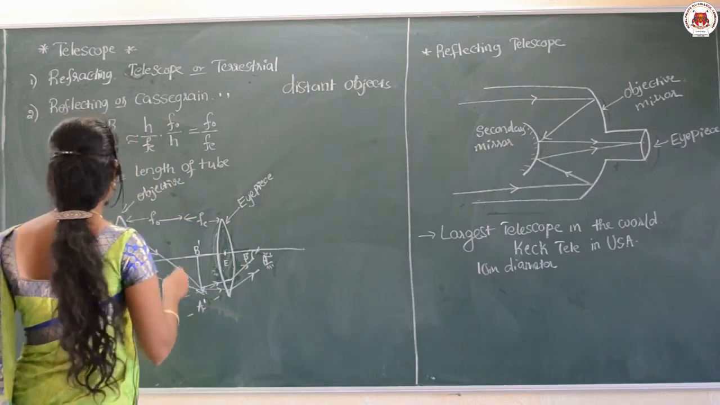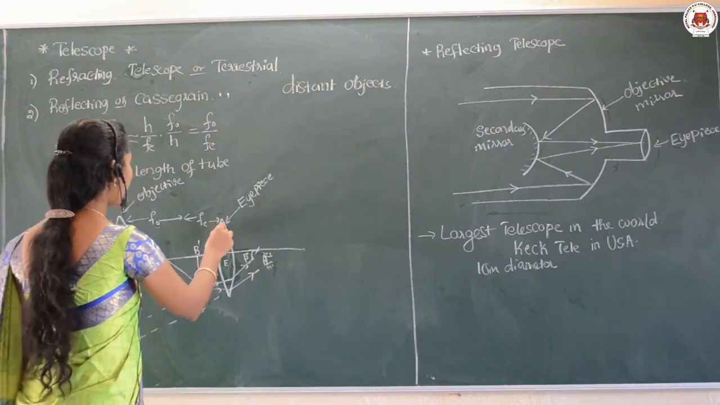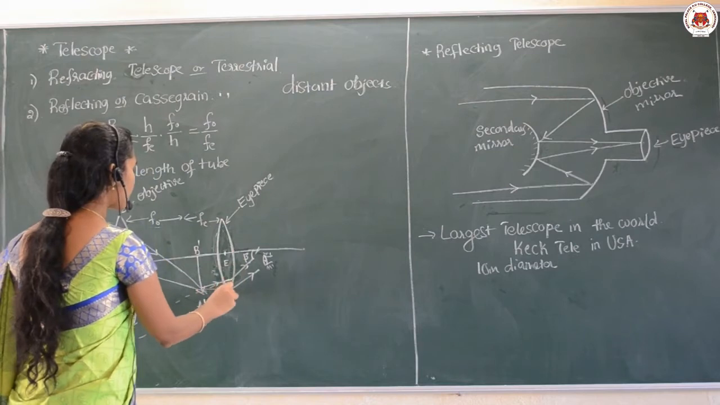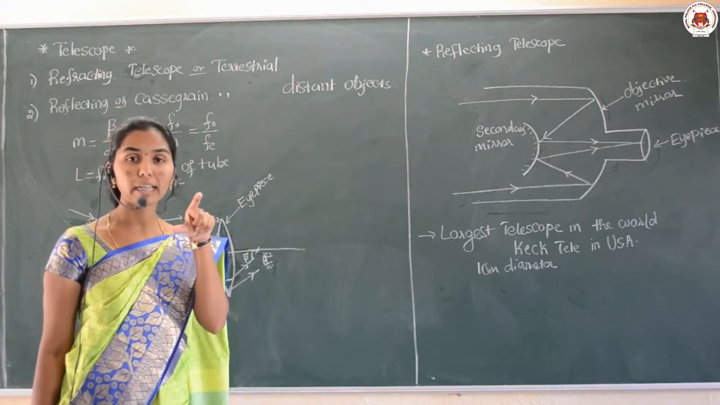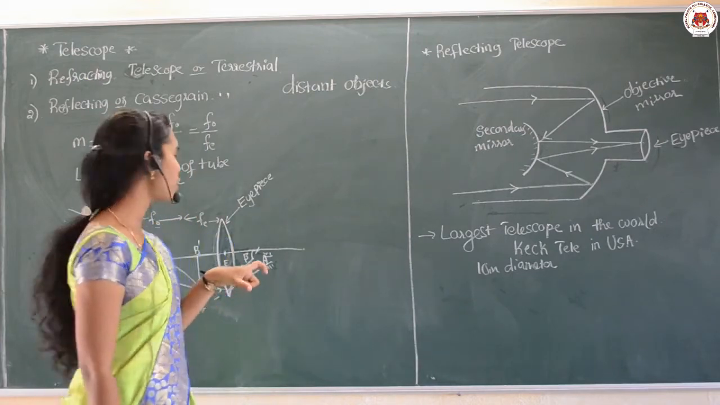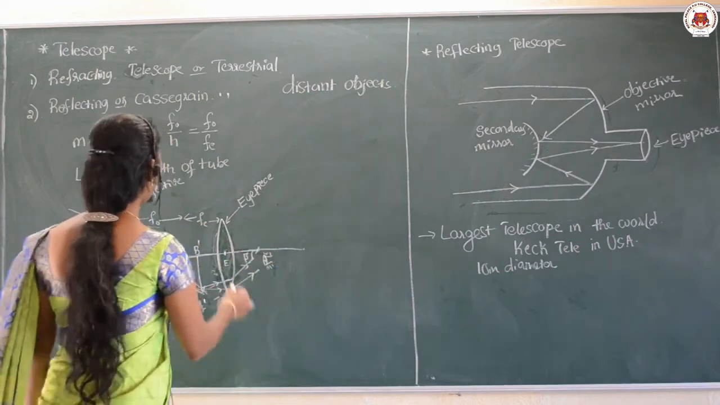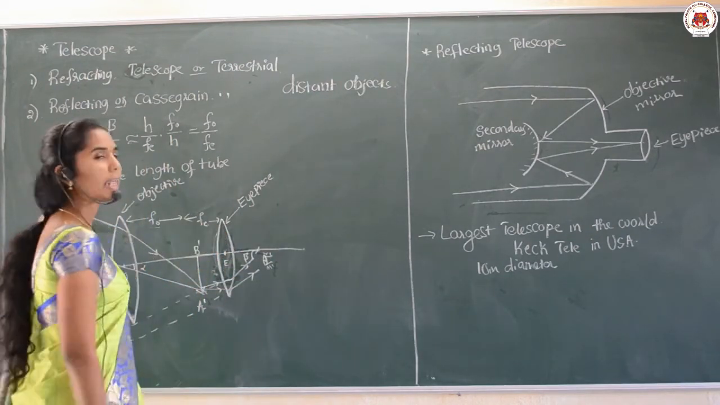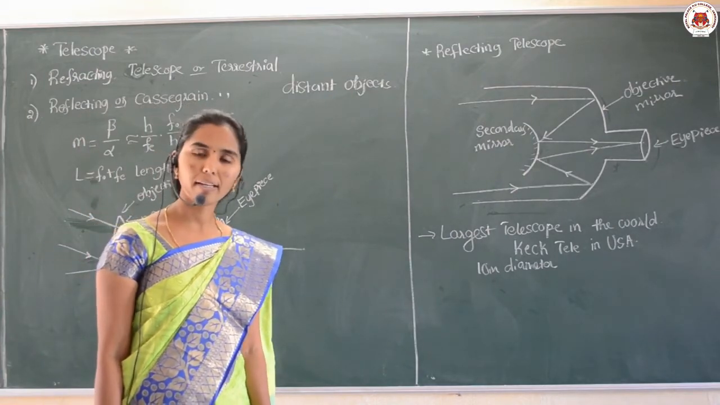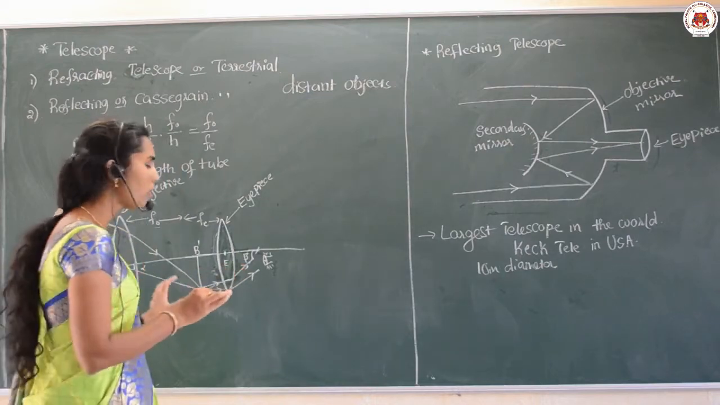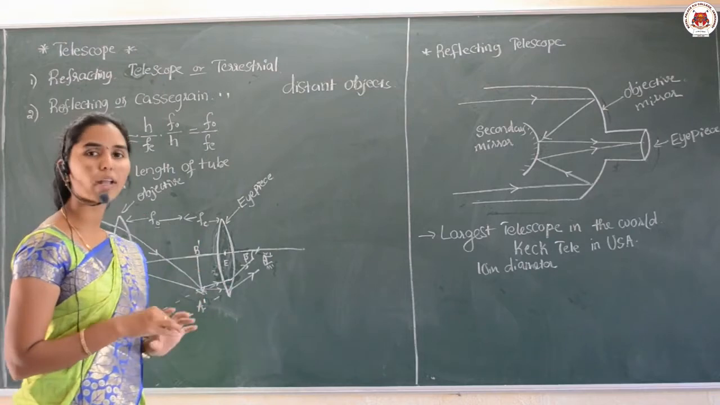Its focal length, let us call it fo. Then with it there is another convex lens which is of a small focal length and a small aperture, we call it the eyepiece. Am I clear? Its focal length can be taken as fe. I hope you are understanding, dear students, right?